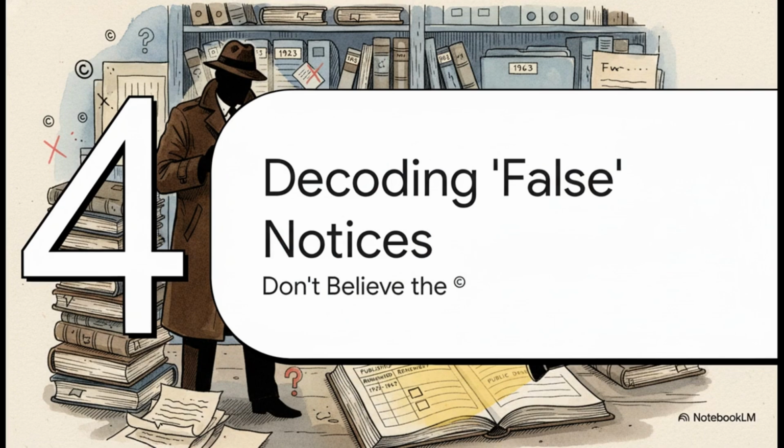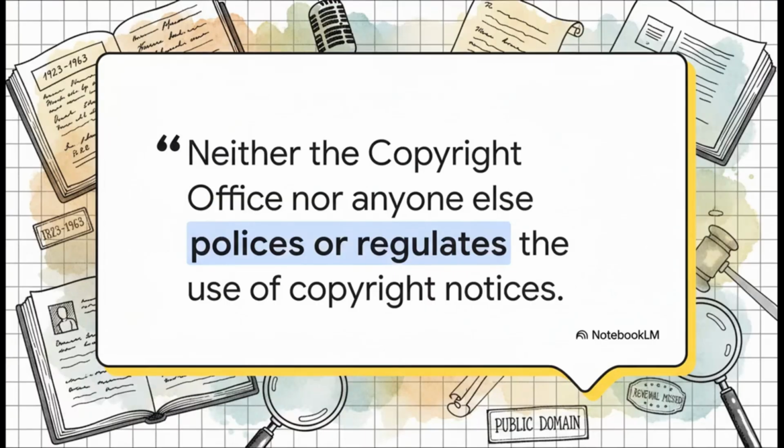But wait, what if you find a copy of that 1955 film and it has that little C symbol on it? Aha! This is a really common red herring. For works from this era, a copyright notice is just a claim. It's not definitive proof. And as copyright expert Stephen Fishman puts it so well, anyone can slap a copyright notice on anything. There's no copyright police going around checking these things. So that little symbol by itself is not proof that a work is actually protected.